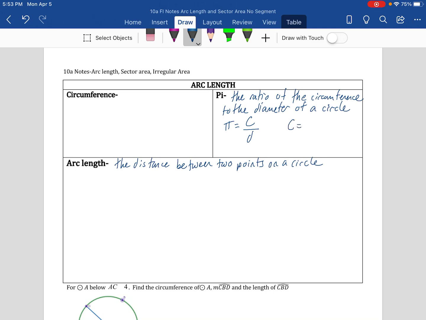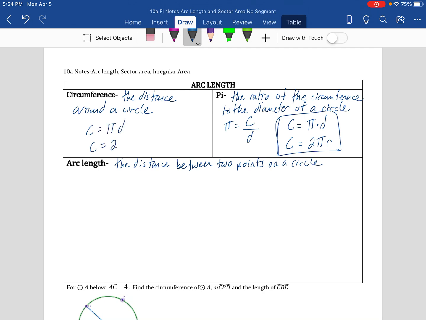So that also means that your circumference is equal to pi times diameter, or your circumference is equal to 2 pi r, because your diameter is twice your radius. So your circumference is the distance around a circle. And so if circumference is equal to pi times diameter, or circumference is equal to 2 pi r. Okay, so arc length technically is a portion of the circumference of a circle.